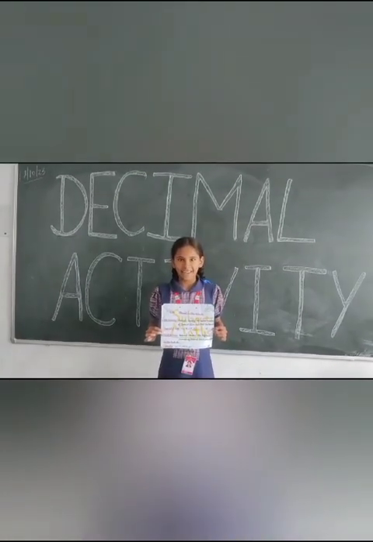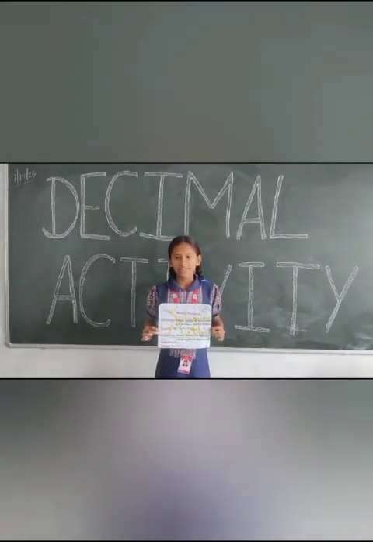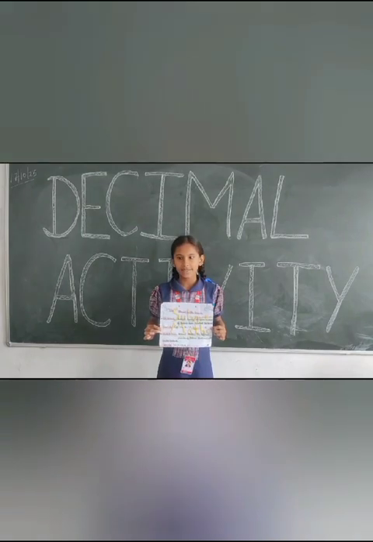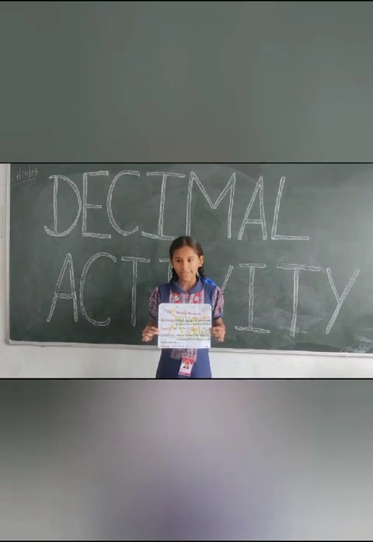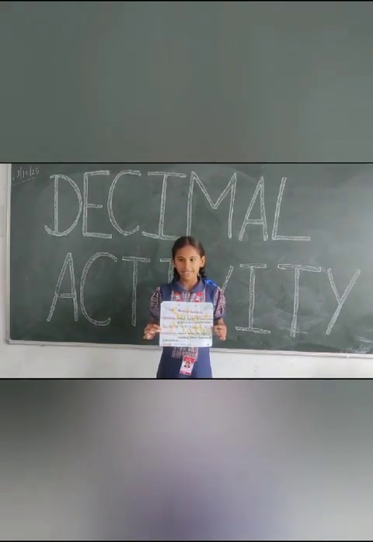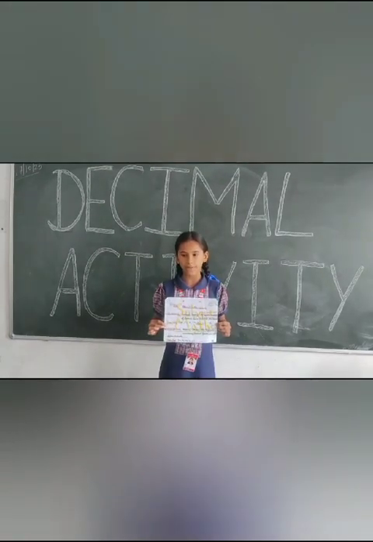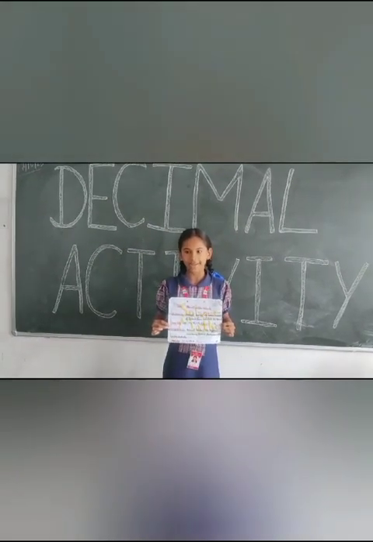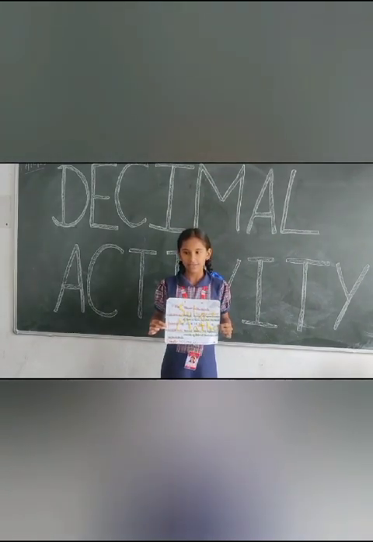Like and unlike decimals. Like decimals: decimals having the same number of decimal places are called like decimals. Example: 3.68, 52.73. Unlike decimals: decimals having a different number of decimal places are called unlike decimals. Example: 9.66 to 473.58.